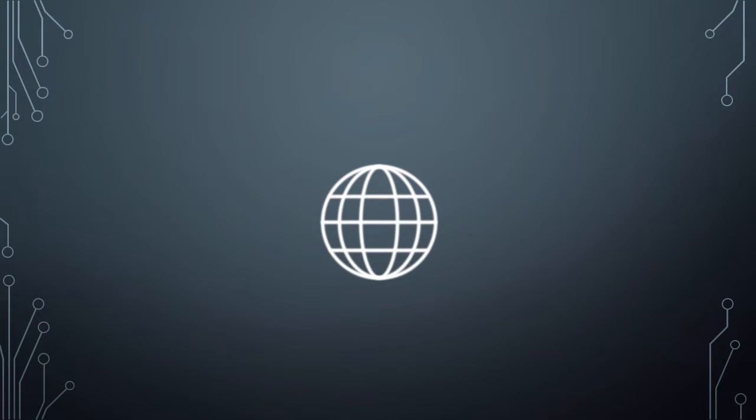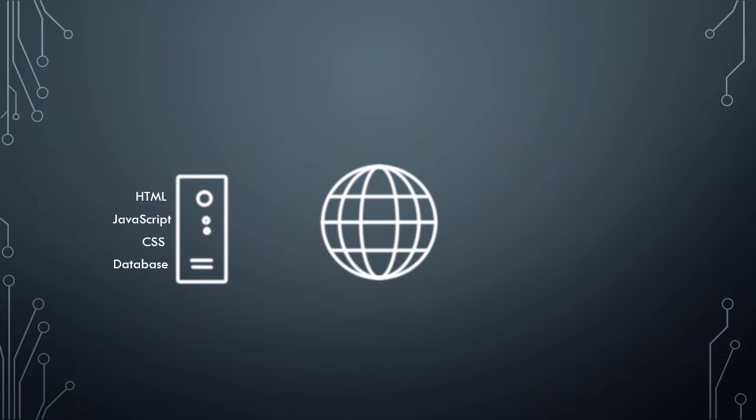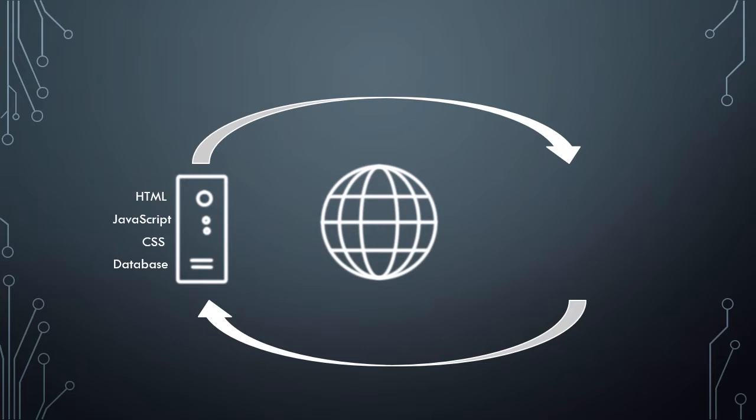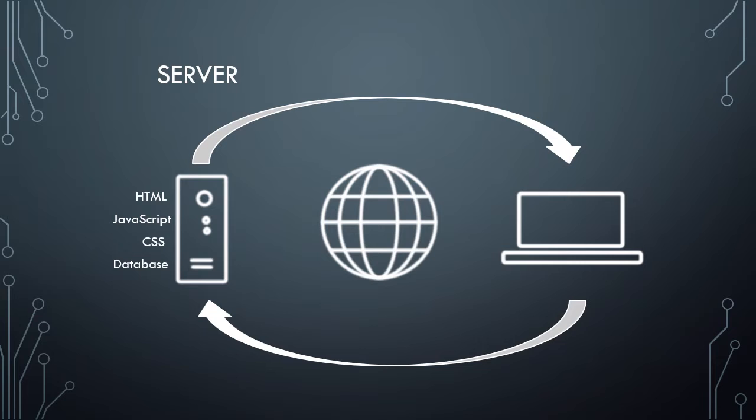Before we start, let's review a few concepts. In the internet, we have computers that store information like HTML, JavaScript, CSS files, databases, and other information. These computers support data interchange with other devices connected to the internet. We call these computers servers. On the other side, we have computers that send a request for information to the servers, and when they get a response, display this information to the user. We call these computers clients.